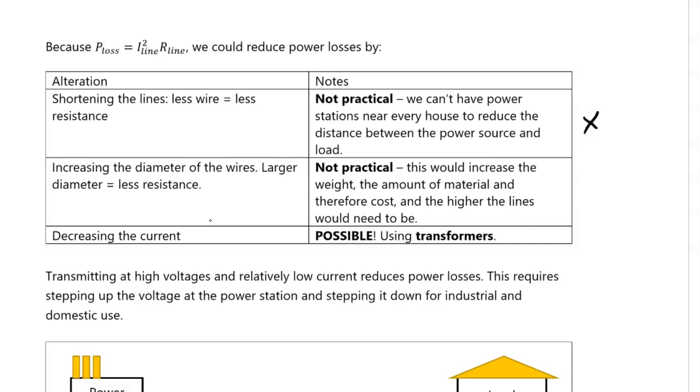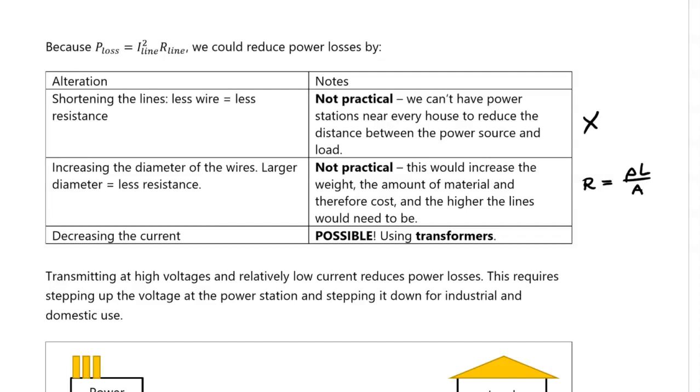We could also increase the diameter of the wires. You might recall from last year, resistance was equal to something called resistivity times the length divided by the area. So a larger area would lead to a smaller resistance. Also, like we just spoke about, shorter length, smaller resistance. Also not practical. The problem is our power lines, they cost money to produce. And also, if you have a lot of metal within them, that's a lot of weight. So it'd be a larger amount of material.